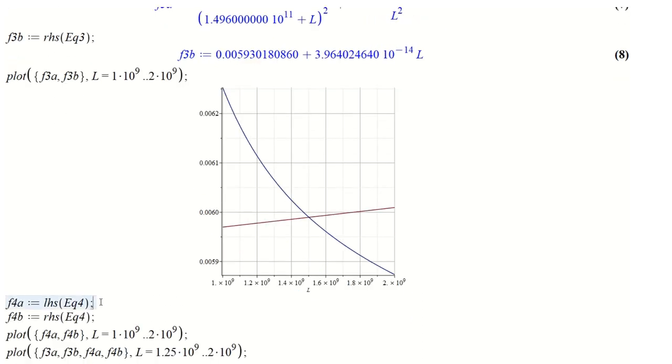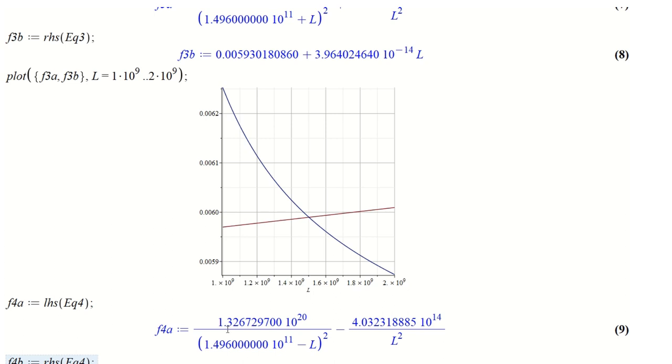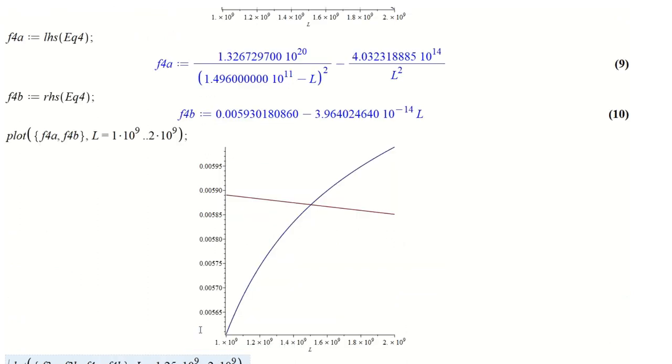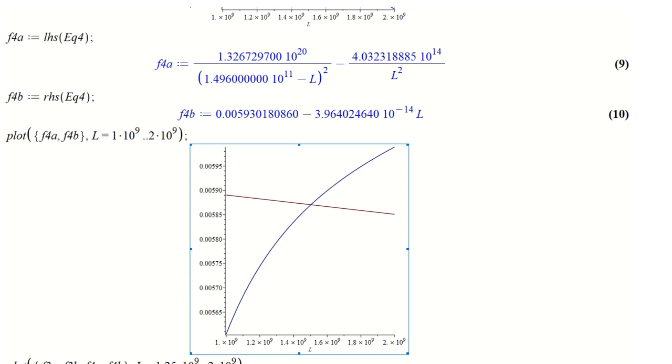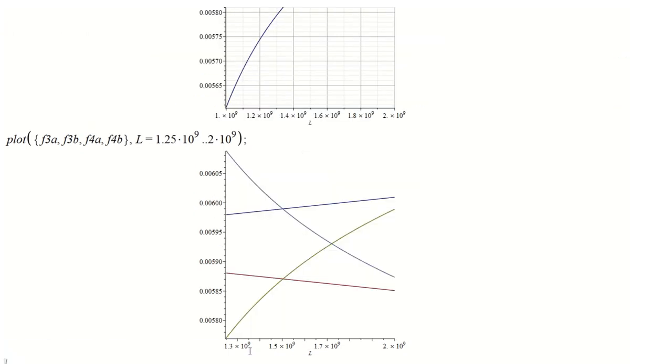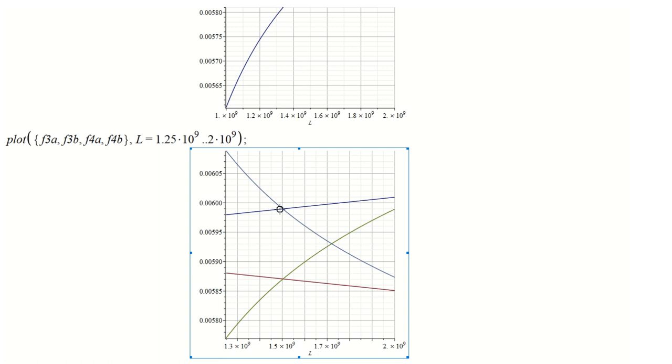Similarly, for L1 calculation, we have the right hand side and left hand side of equation 4, and we plot these two sides. We can make out that it is 1.5 into 10 power 9 meters, the point of intersection of the two curves, which is actually the root of the equation. If you would like to see both the curves simultaneously, you can have a look at these two points. So this is one point and this is another point, L1 and L2. I hope you could gather the gist of calculation using Maple.